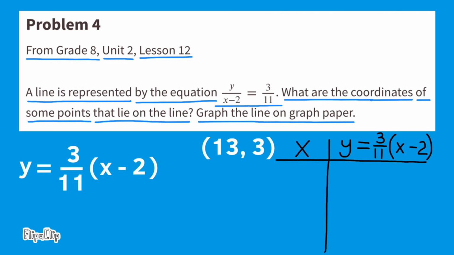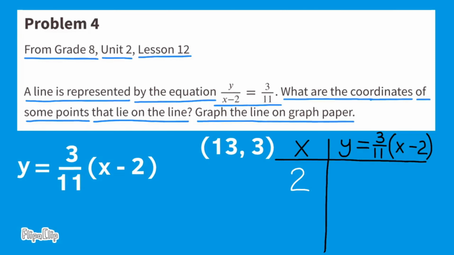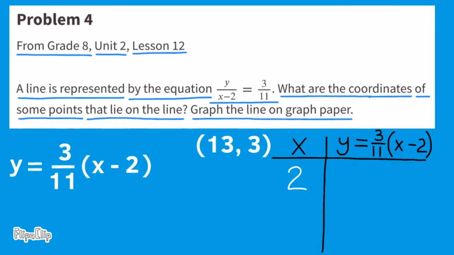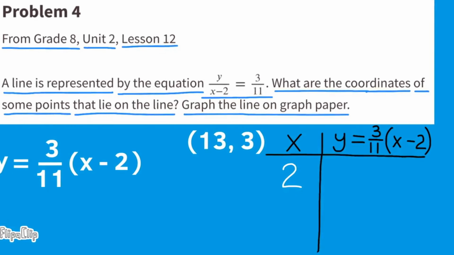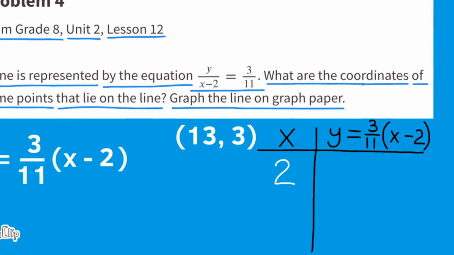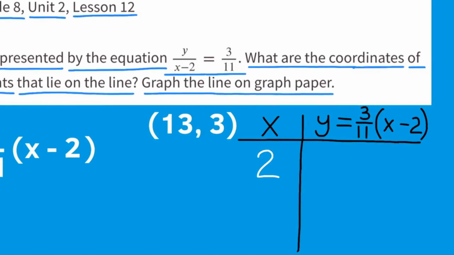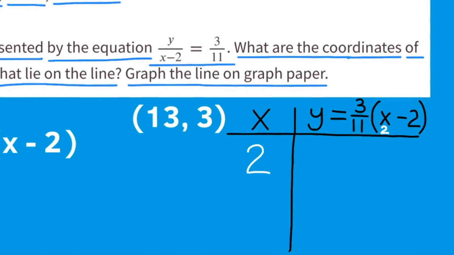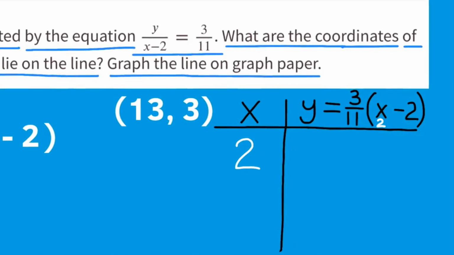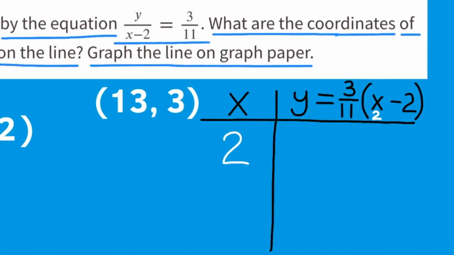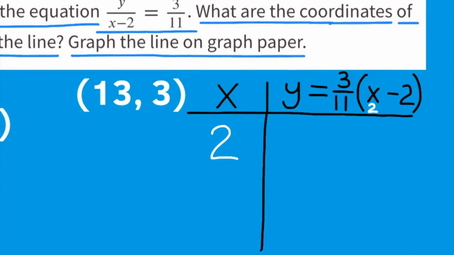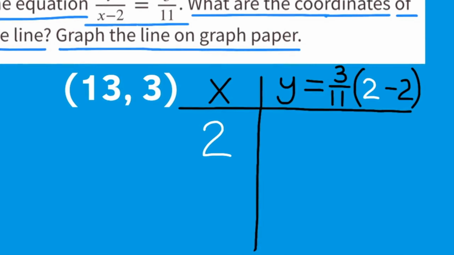Let's use our new equation to create another set of ordered pairs. I'll use a T-chart to illustrate what's going on. Let's use 2 as the value for x. Now to find the value for y when x equals 2, we'll just plug the 2 into the equation. Y equals 3/11 times x minus 2. This is where we're going to plug the 2 into where the x is. Now it reads y equals 3/11 times 2 minus 2.